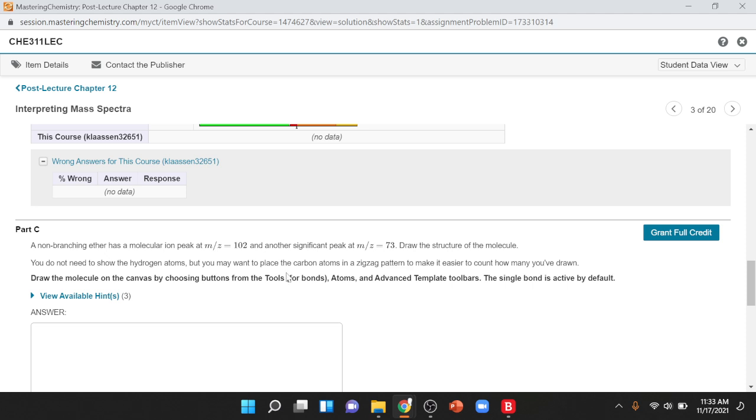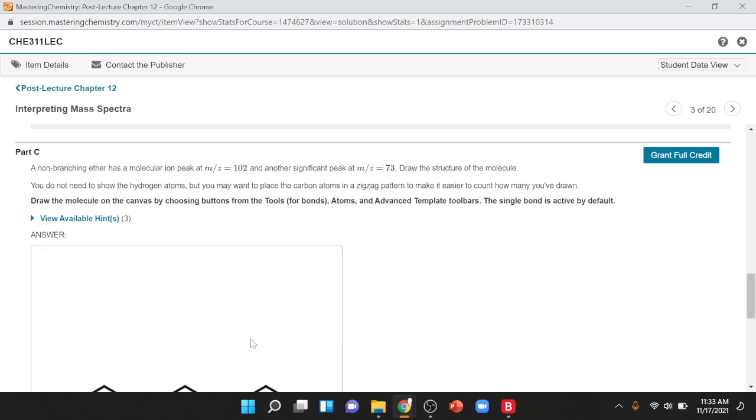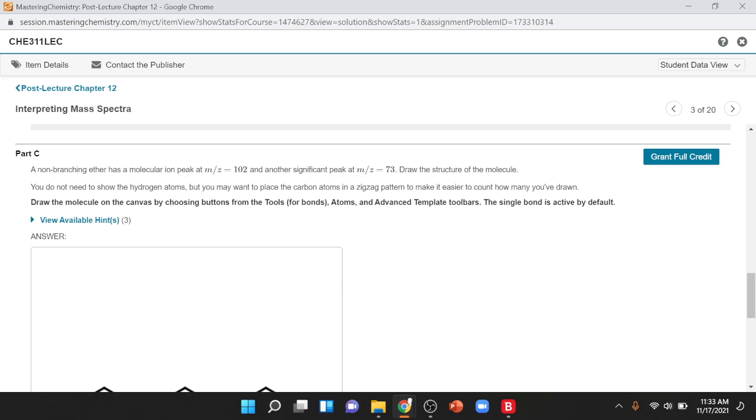So essentially it has to have 6 carbons: 1, 2, 3, 4, 5, 6. The only question now is we know we have 6 carbons, an oxygen in the middle, and it has to be a straight chain. But we don't know how many carbons have to be on each side, do we? How do we figure that out? That's the next number, isn't it? So what we do is we take the difference between these, and that would be 29, right?